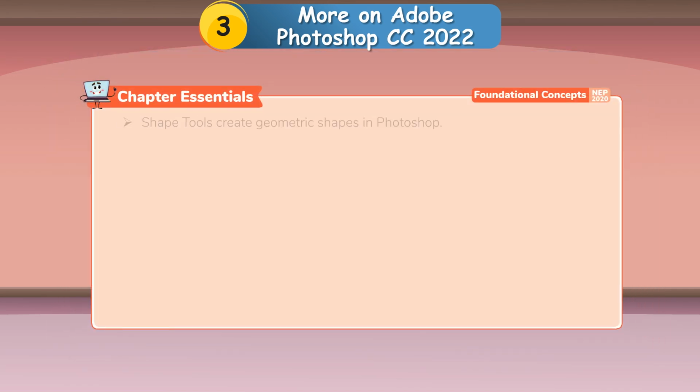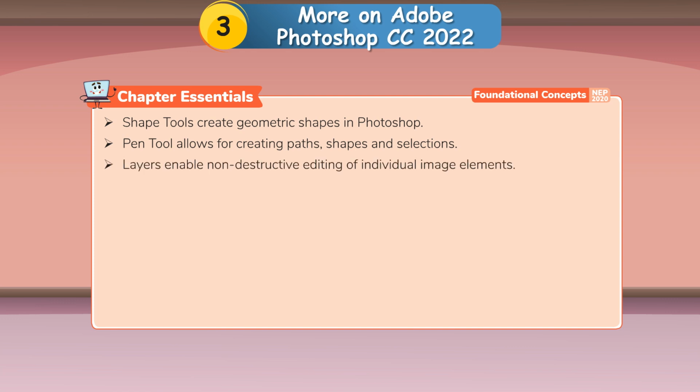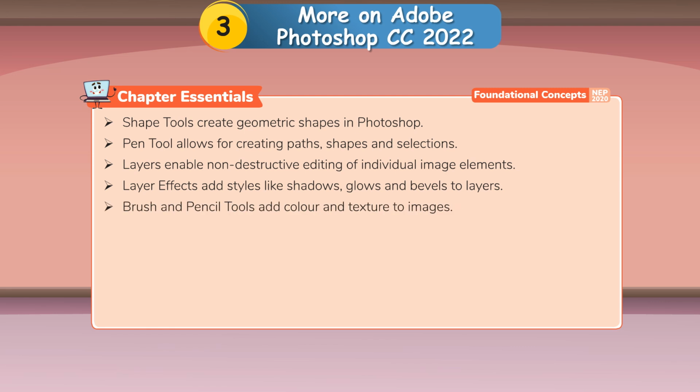Chapter Essentials. Shape tools create geometric shapes in Photoshop. Pen tool allows for creating paths, shapes and selections. Layers enable non-destructive editing of individual image elements. Layer effects add styles like shadows, glows and bevels to layers. Brush and pencil tools add color and texture to images.